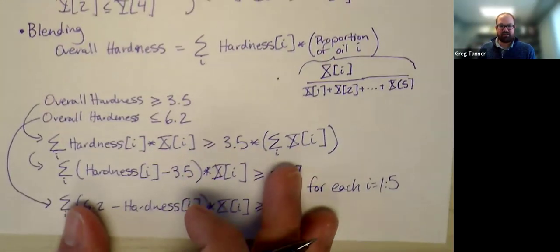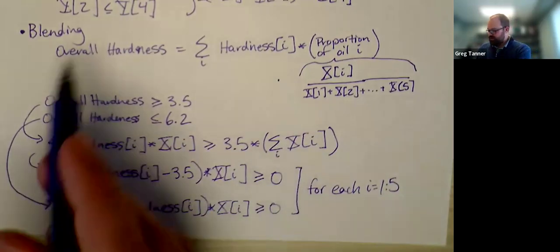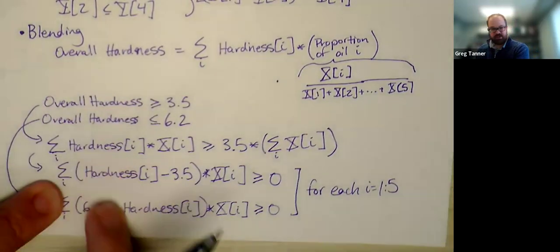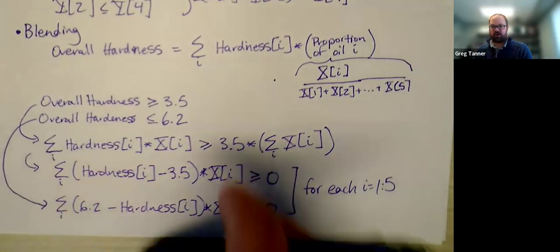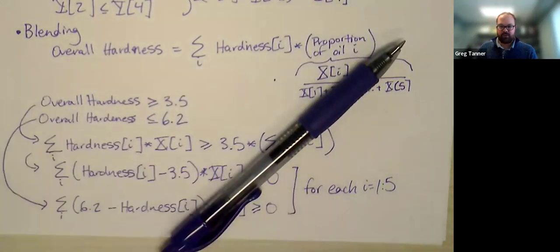And then we've got our blending constraint, this is all explanation up here. These are the two constraints we end up with for each i from 1 to 5. Okay, let's go ahead and implement this in R.